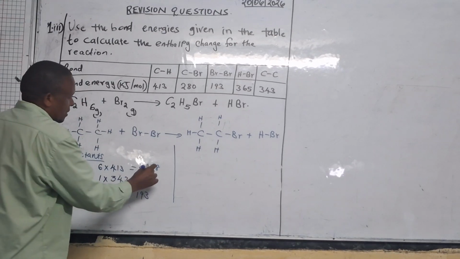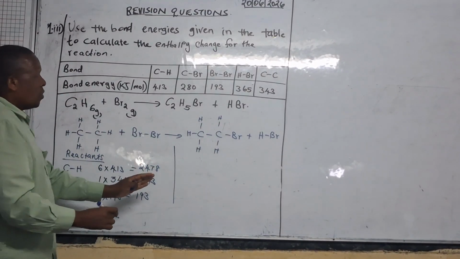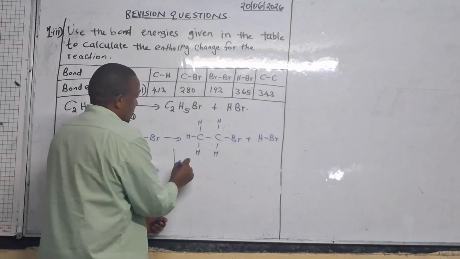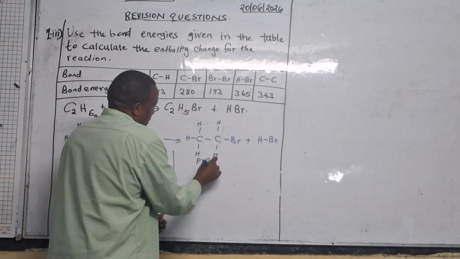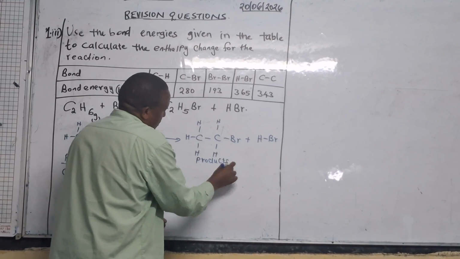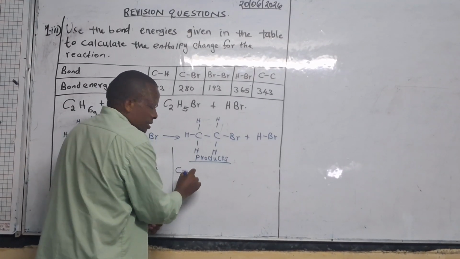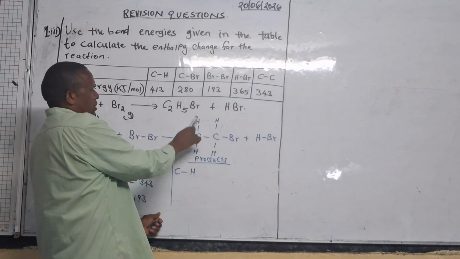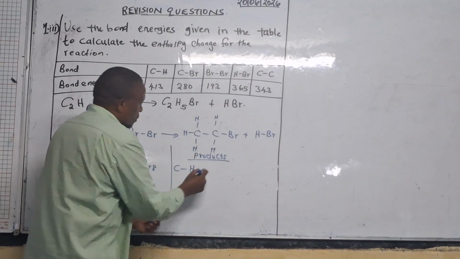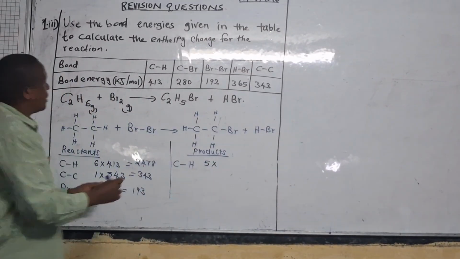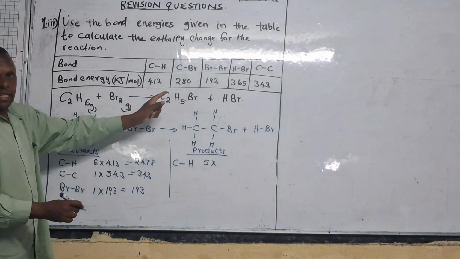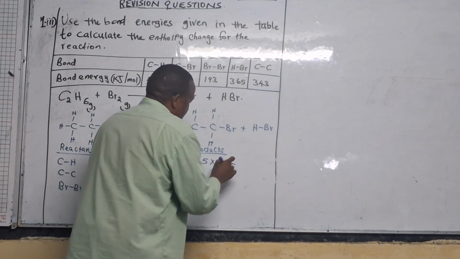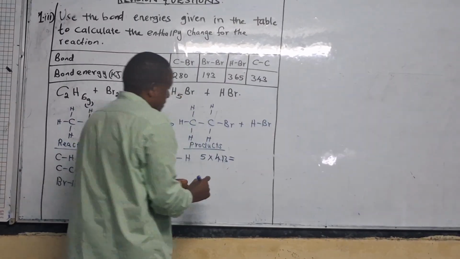2478. Good. Now we go to the product side. We see all the bond energies of the products, sorry. The bond energies of the products. Okay, the first bond, carbon-hydrogen. Carbon-hydrogen are how many? 1, 2, 3, 4, 5. So these are 5 times the bond energy of the carbon-hydrogen bond, which is 413. What do you get? 2065.